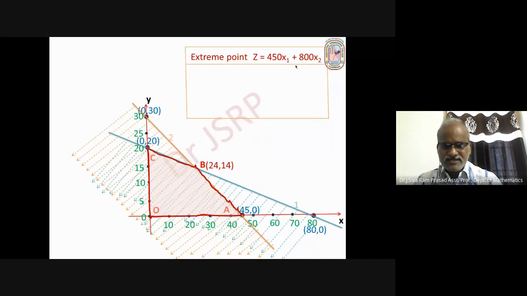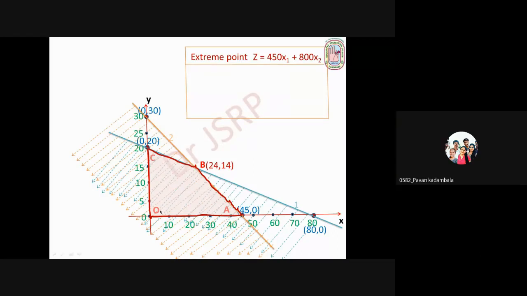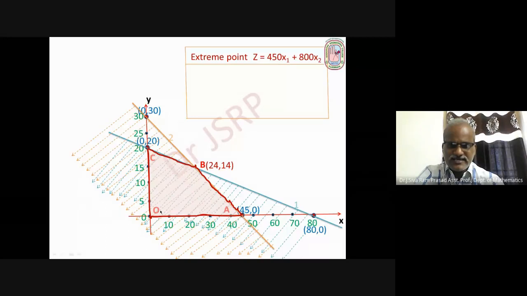After drawing the straight line, the line divides the plane into two parts. One part is towards the origin, and another part is away from the origin. If the origin satisfies the inequality, then the region lies towards the origin. Otherwise, the region lies on the other side.